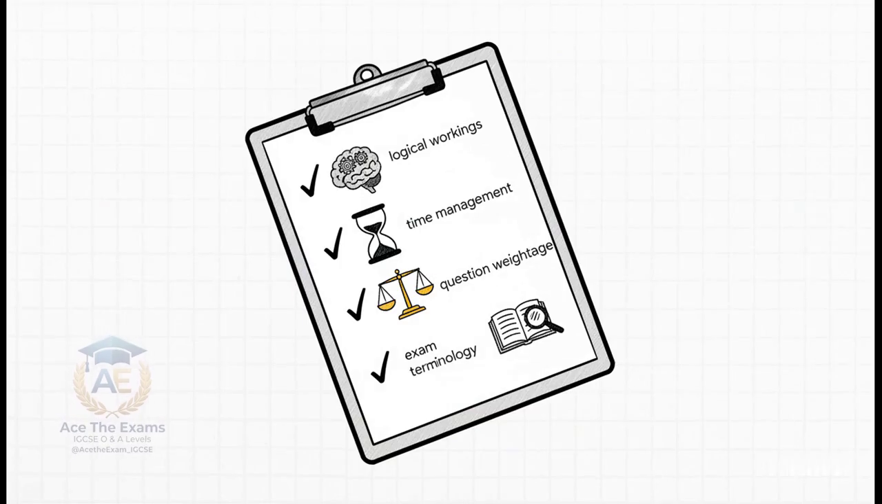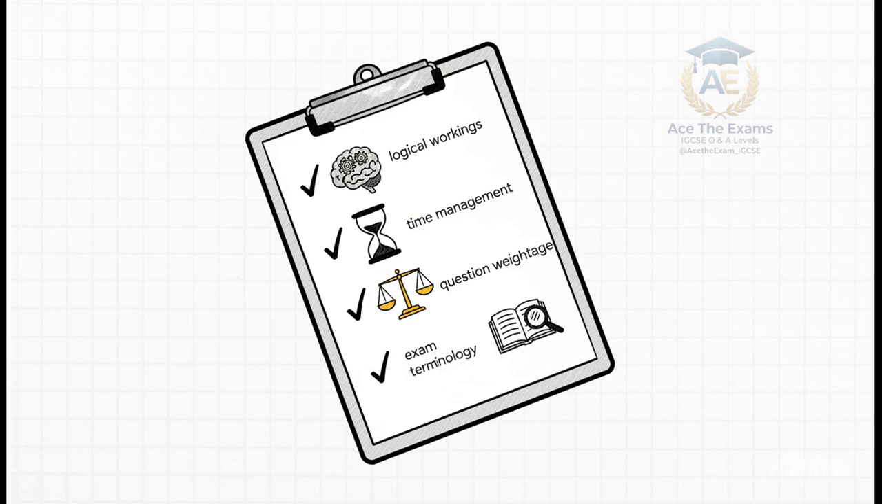To truly empower you for Paper 2, here is a rapid-fire do's and don'ts checklist for exam day. First, show all of your logical workings to lock in those precious method marks. Second, manage your time effectively. Third, align your effort with the weightage of the question, meaning don't spend 20 minutes agonizing over a tiny 3-mark calculation. And finally, double-check that you are exclusively using that modern 2026 terminology we talked about earlier.